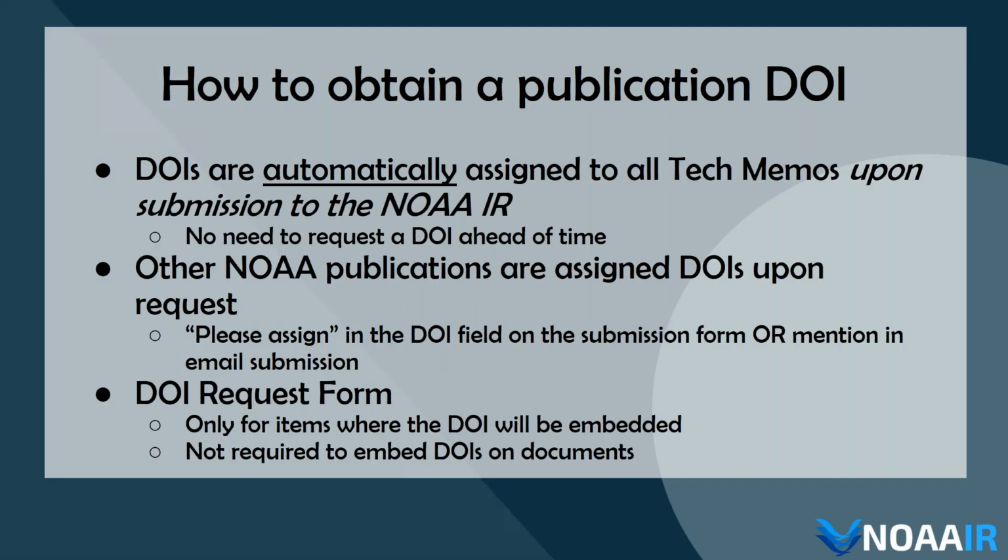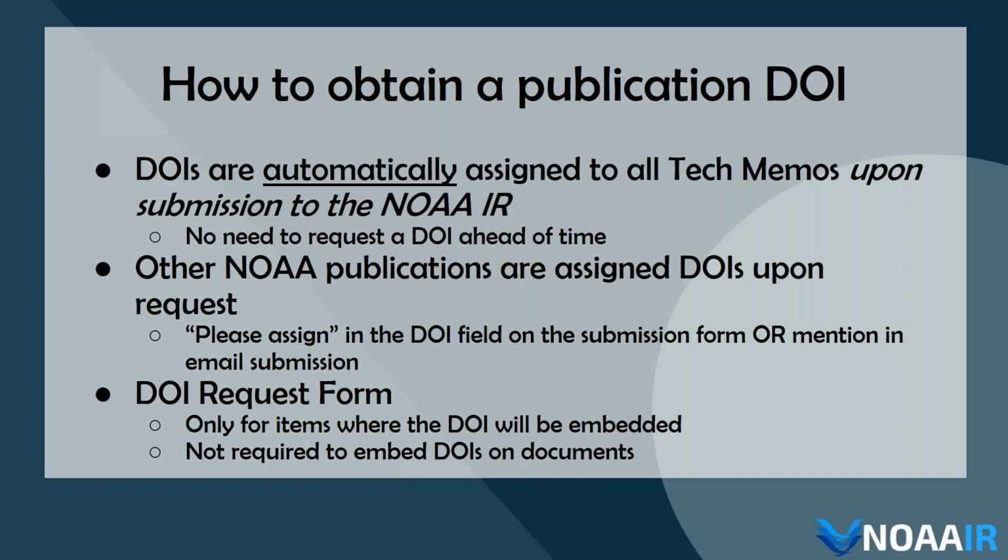So how do you get a DOI? We have a couple different ways. I will say that DOIs are automatically assigned to all tech memos that are sent into the repository, whether you request a DOI for it ahead of time or not. So if you send us a tech memo and you do not indicate that you have already requested a DOI ahead of time, or that you are not looking to have one assigned, it doesn't matter. We're going to assign a DOI. Tech memos are automatically assigned DOIs. So there's no need for you to request it ahead of time or anything. Just know that if it's a tech memo, it'll get a DOI.